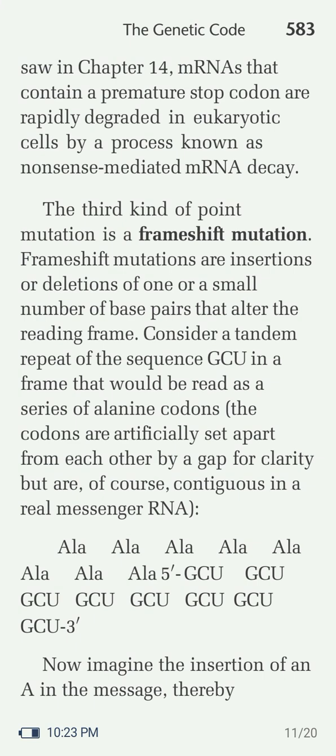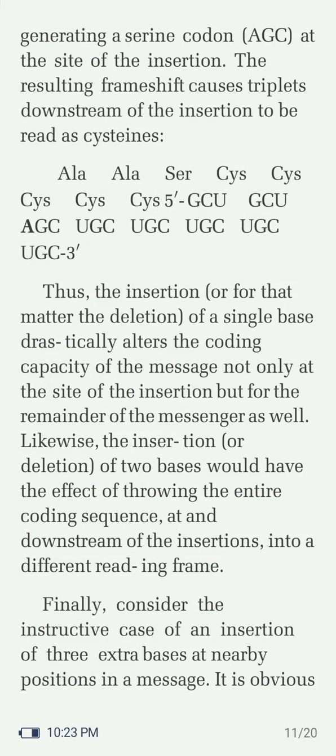Now imagine the insertion of an A in the message, thereby generating a serine codon, AGC, at the site of the insertion. The resulting frameshift causes triplets downstream of the insertion to be read as cysteines. Thus, the insertion, or for that matter the deletion, of a single base drastically alters the coding capacity of the message, not only at the site of insertion but for the remainder of the messenger as well.